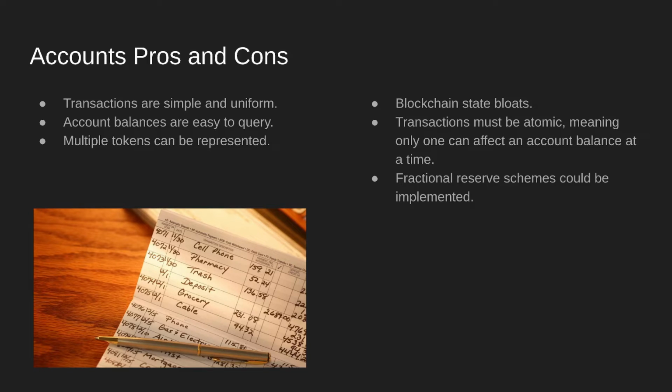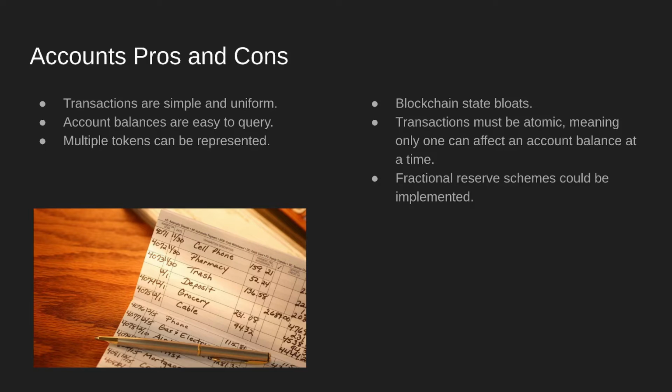Accounts also have their pros and cons. Transactions are simple and uniform. Account balances are easy to query, so instead of searching the entire blockchain back through time to see every UTXO that belongs to you, you just query one account balance by name.